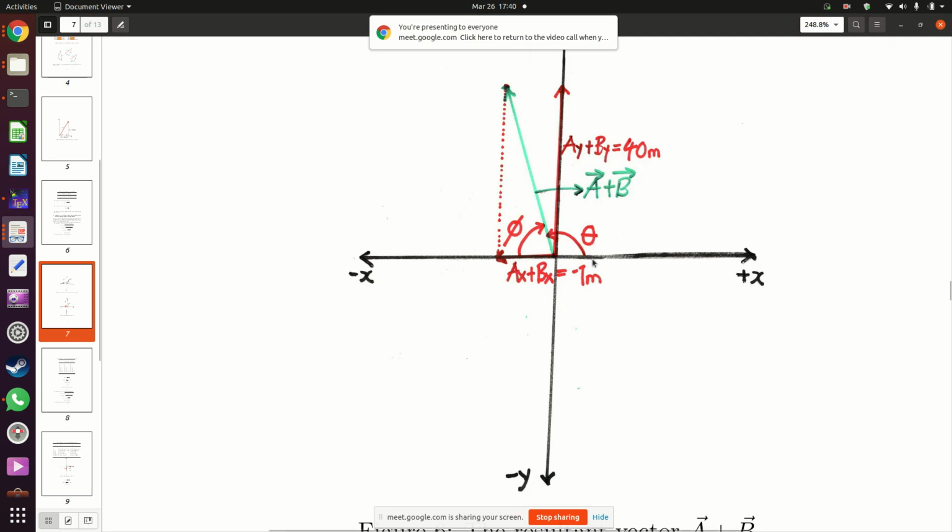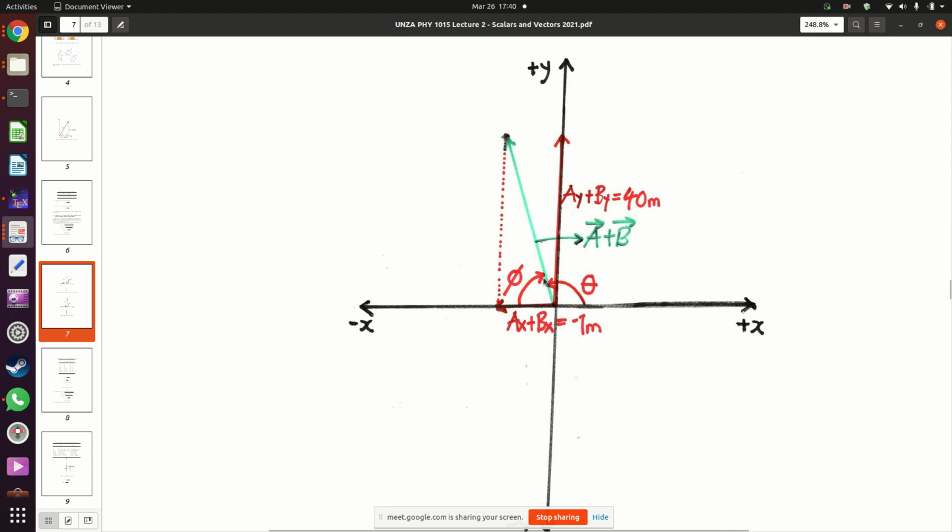Okay, the angle is going to be theta. This is the angle we are looking for. We're looking for this angle theta. Now, the way this vector is, in the second quadrant, it is not possible for us to directly find this angle theta from the information we have.